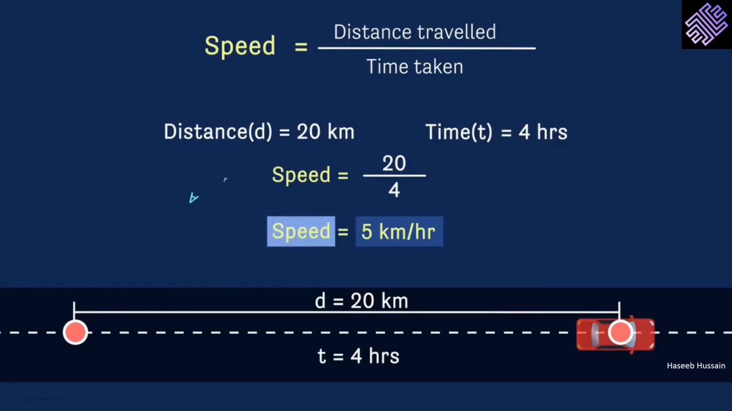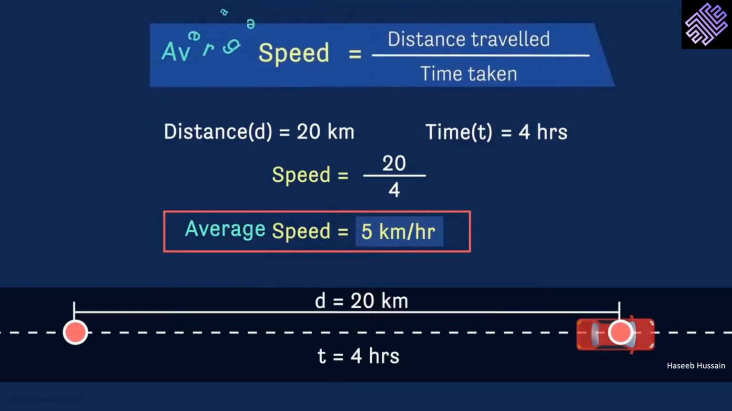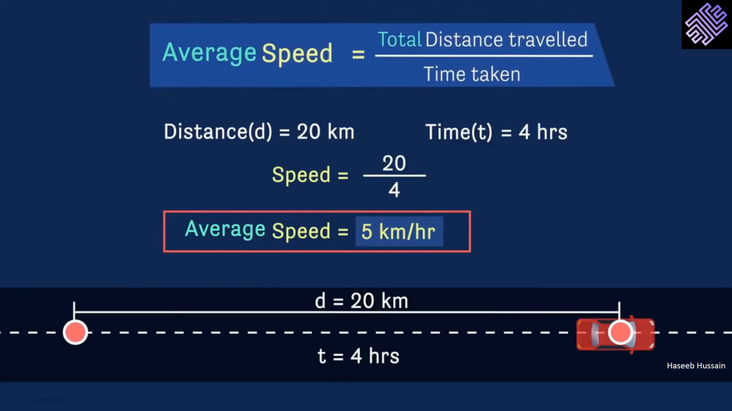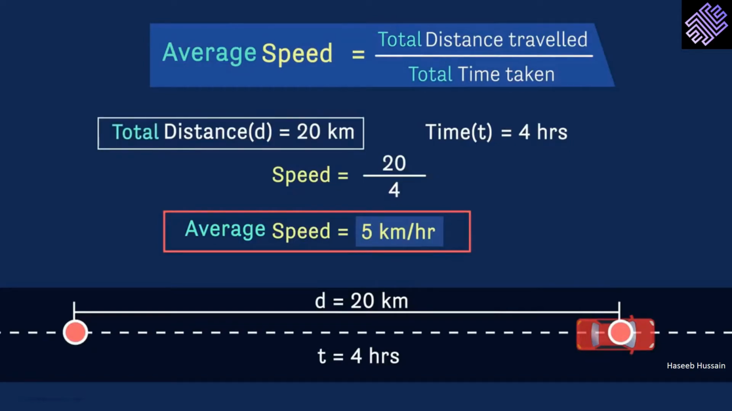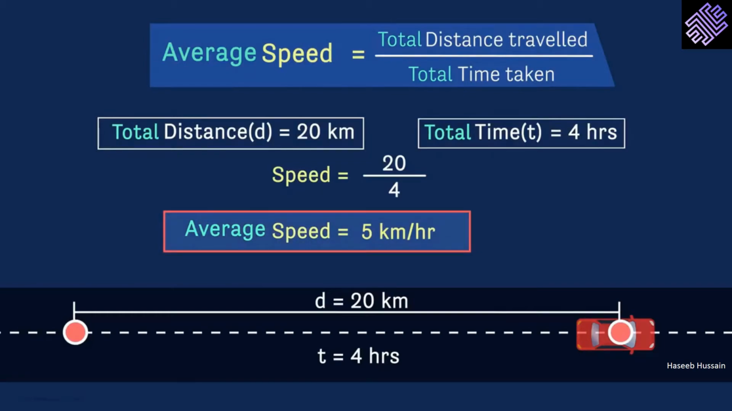It's called average speed. Average speed is defined as the total distance covered by the object over total time taken. In this example, we are given a total distance and total time taken for that distance by the car. Hence, we calculated an average speed for the entire journey. It is important to be clear about the concept of average speed.